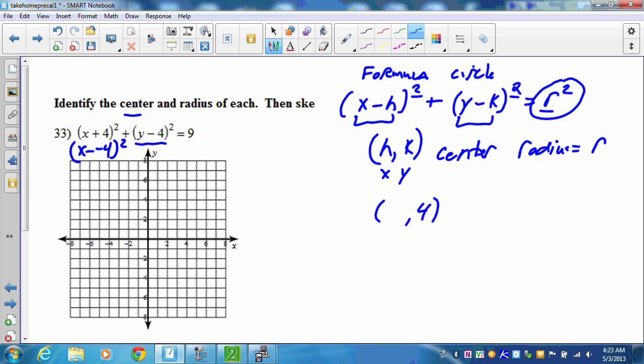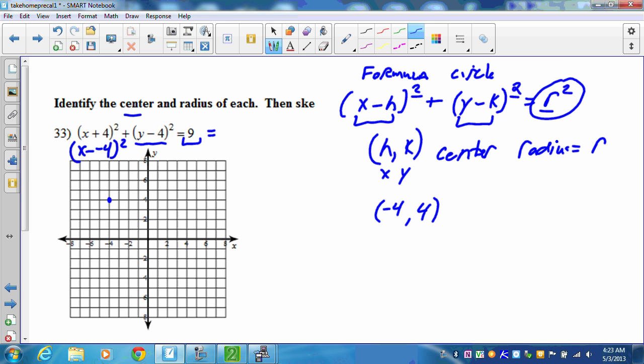So now the formula matches up. X subtract h. So h in this problem is a negative 4. So the center of the circle is over to the negative 4 and up 4. And we need to get our formula to match up. Luckily 9 is a perfect square, right?